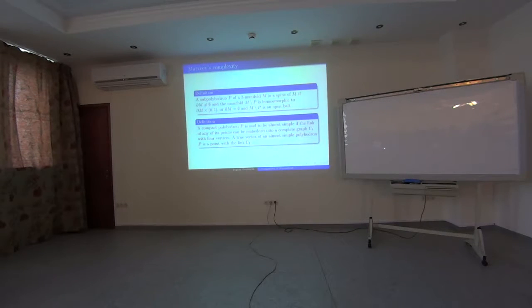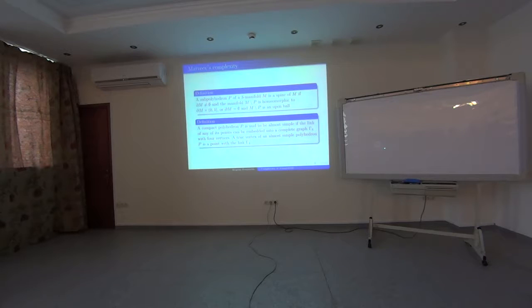Okay. I will speak about the complexity introduced by Matveev, and just a few definitions. We consider a compact two-dimensional subpolyhedron in a three-manifold. This subpolyhedron is a spine of M. There are two cases: if the manifold has a boundary, then the difference between M and P should be homeomorphic to a direct product of the boundary and an interval. But if M is closed, then M minus P is just an open ball.